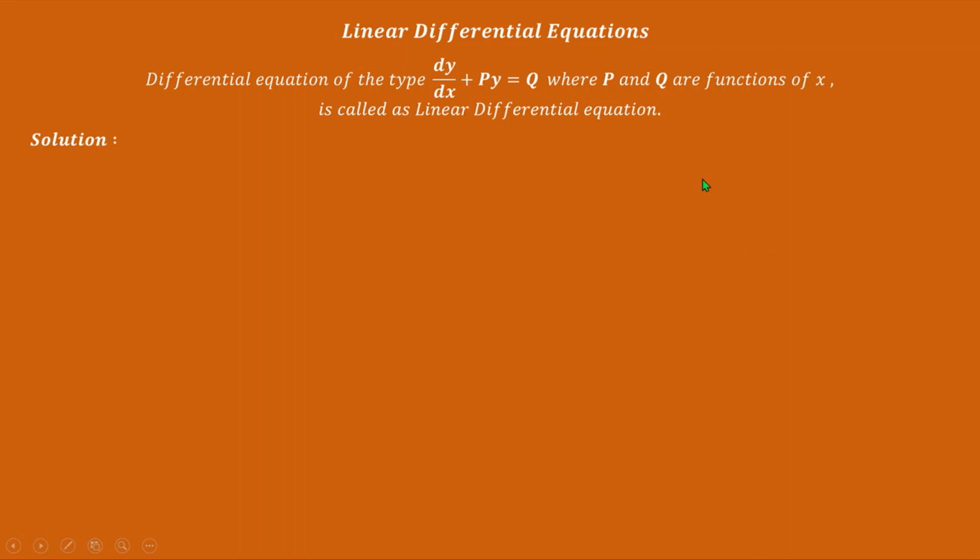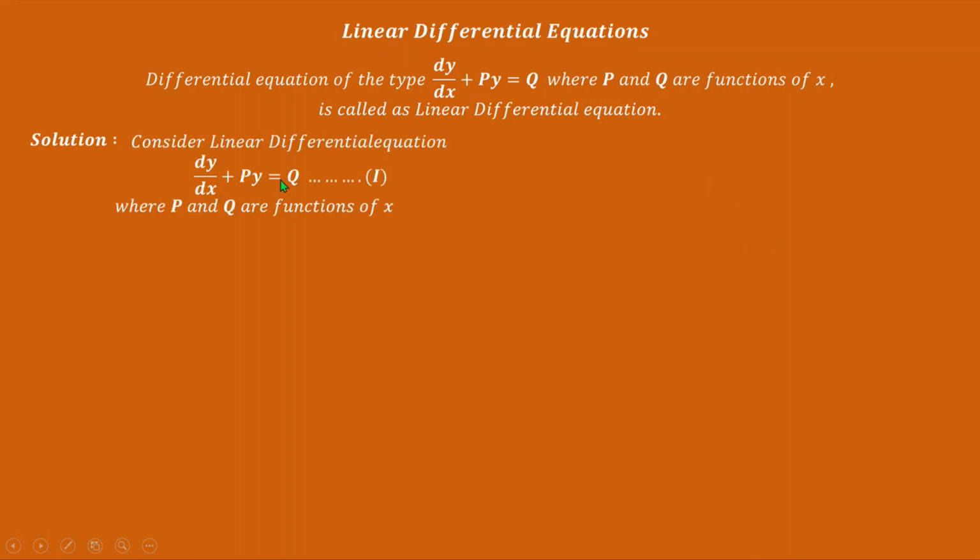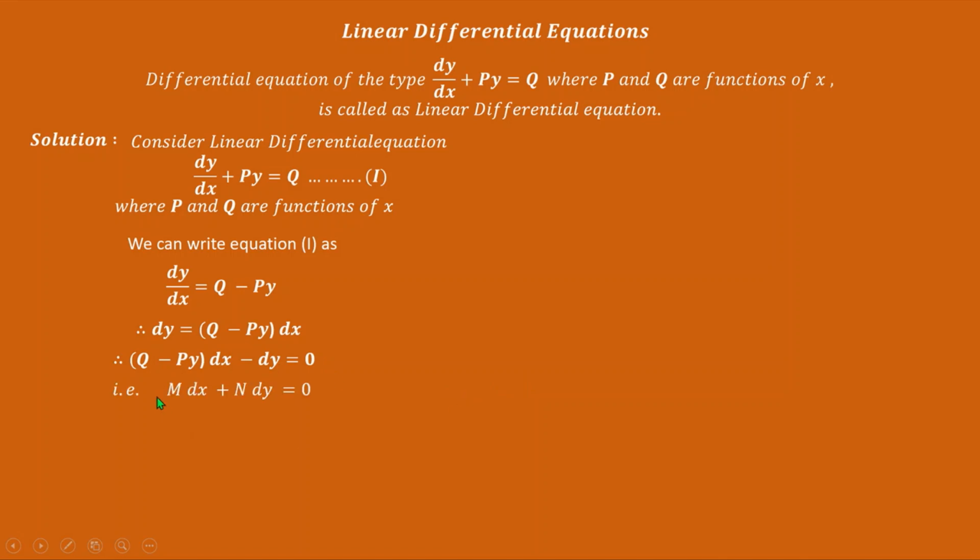So consider this linear differential equation dy/dx + Py = Q, where P and Q are functions of x. This is equation number 1. Transfer this Py to this side, and so we get dy/dx = Q - Py. Now multiplying by dx on both sides, we get dy = (Q - Py) dx, that is (Q - Py) dx - dy = 0. This differential equation is of the type M dx + N dy = 0. So comparing, we get M = Q - Py and N = -1.